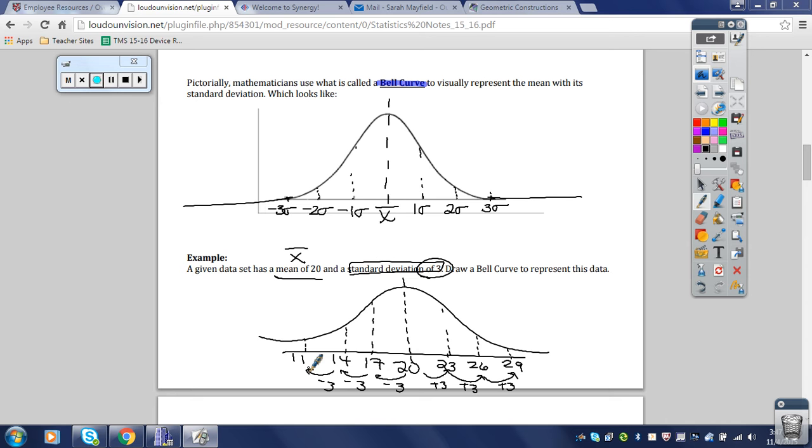Okay? So the big part to get out of this is your mean is always in the middle, and you increase by 3 standard deviations to the right and 3 standard deviations to the left. And how you get to those values is you just keep adding or subtracting whatever your standard deviation is.